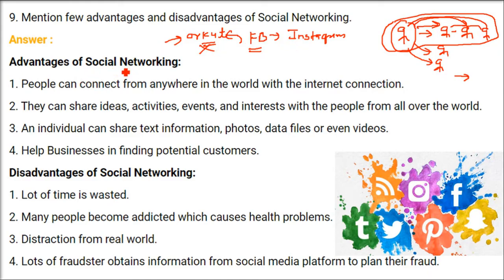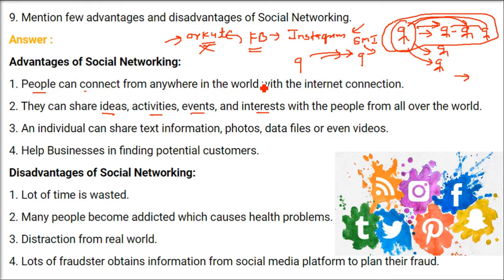The advantage of social networking is that people can connect from anywhere in the world with an internet connection, anytime. Your friend may be in America, he may be in Australia. You can share your ideas, activities, events, interests, what is going on in your life. You can also know what is going on in their life all over the world. So social media influencers are there. Now people will tell you what to do, what not to do. This is how things have come up.